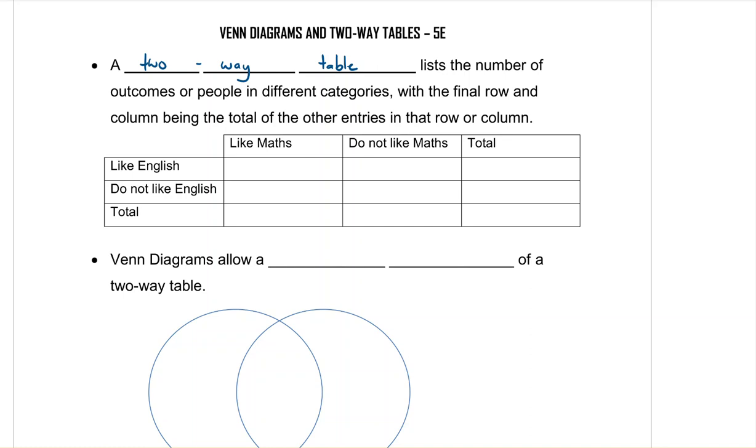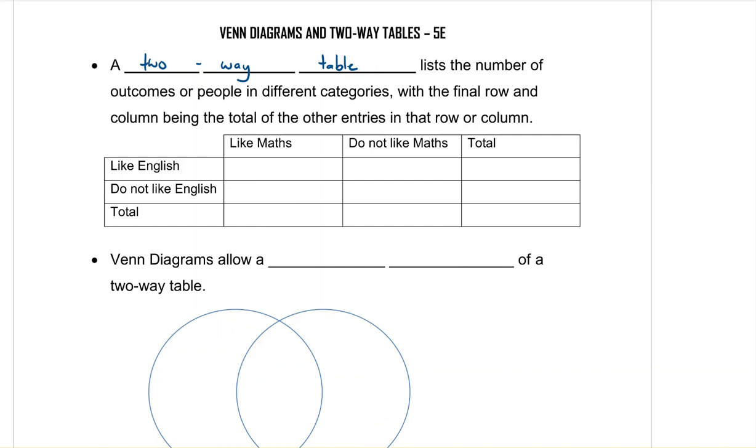We have a table of people who like math. So we have people who like math, and it would go in here. And we have the people who do not like math. We are wanting to compare that with the people who like English and do not like English. So I'm going to make up some numbers to put in here.